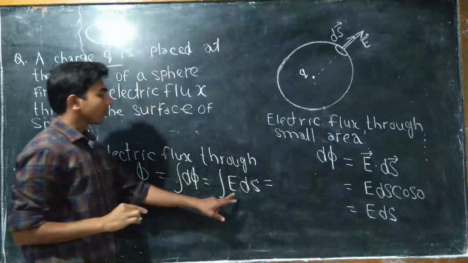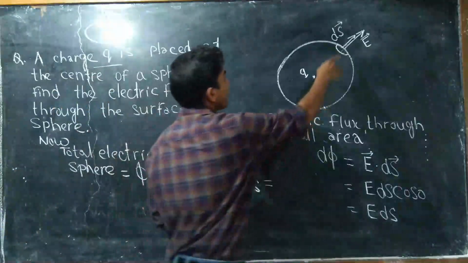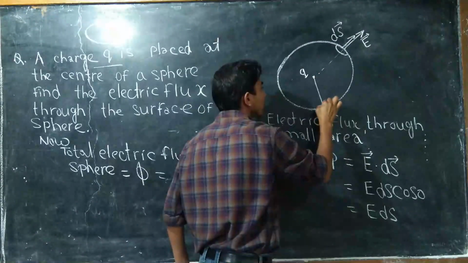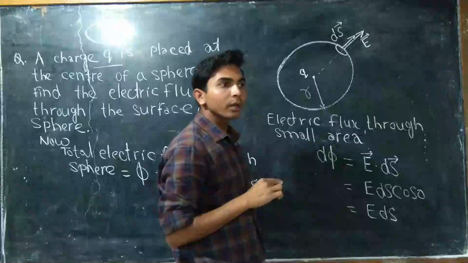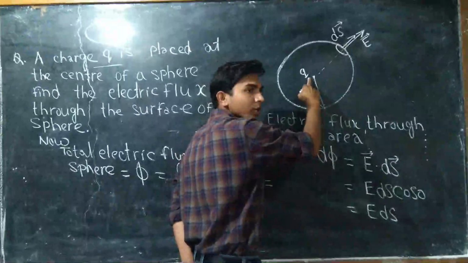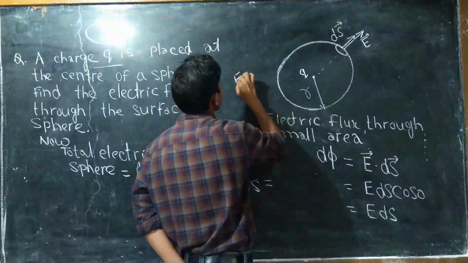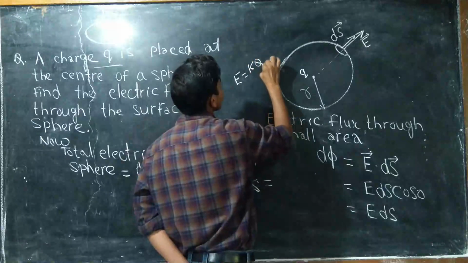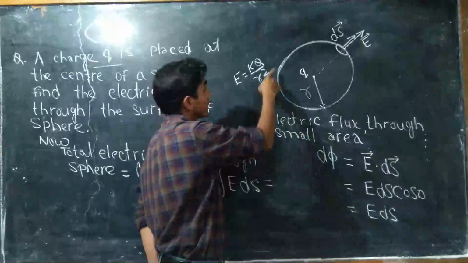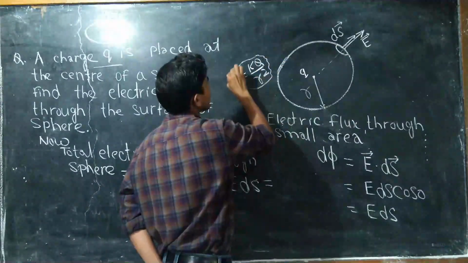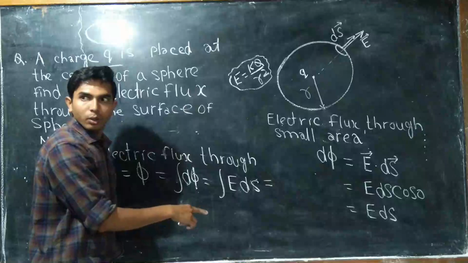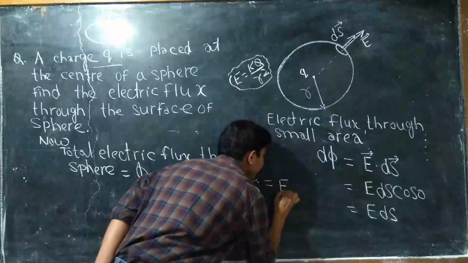Now you can see the magnitude of electric field is constant at all points of the surface, because every point is at the same distance R, which is the radius of this sphere. All points are at equal distance from the charge. You know the formula: the magnitude of electric field is kQ by R square. The charge is the same and R is the same, so the electric field will be the same at all points on the surface. So this E will come out of the integral.